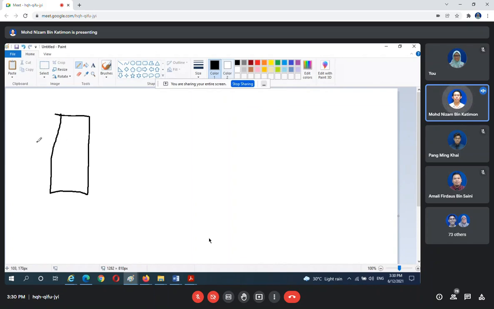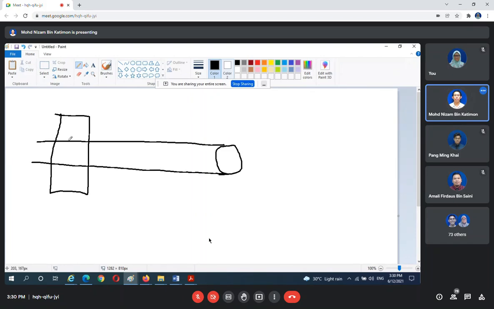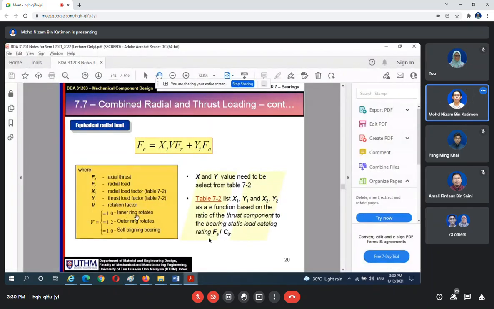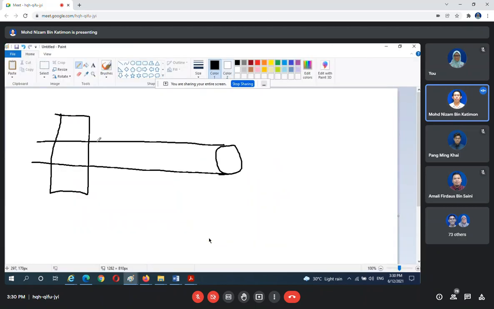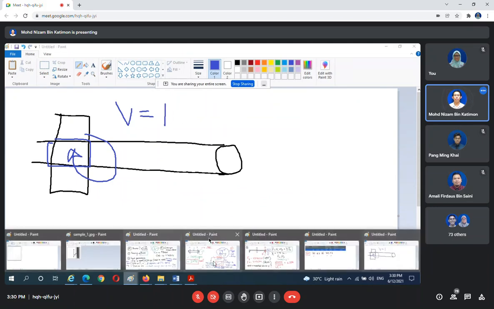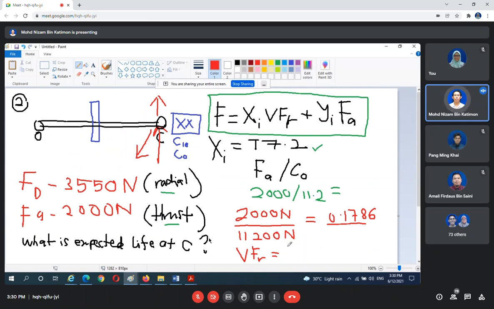In our bearing, normally our shaft will go inside. So the rotating part in this case will be the inner ring. In our case, definitely this area rotates, so this is the inner ring. Inner ring rotate, so V equals 1. Then we calculate V times FR.